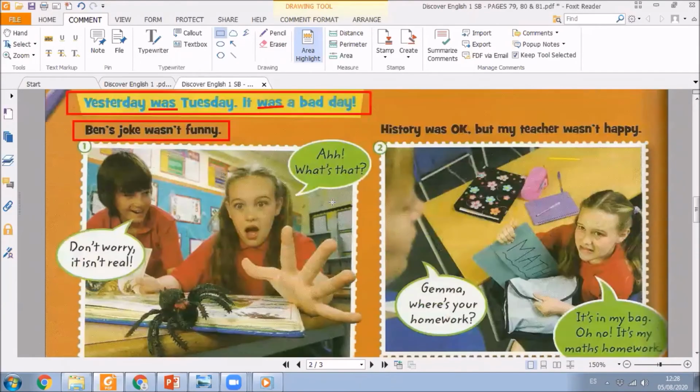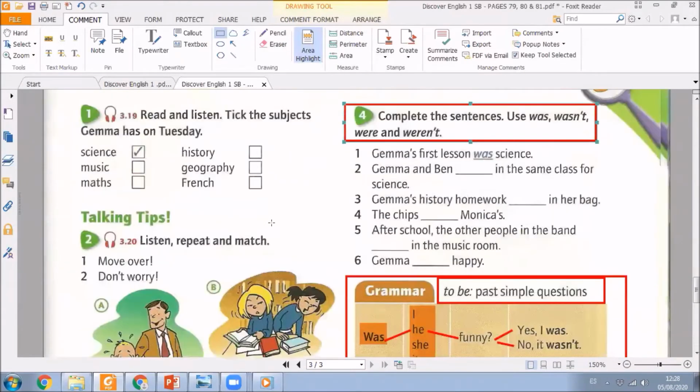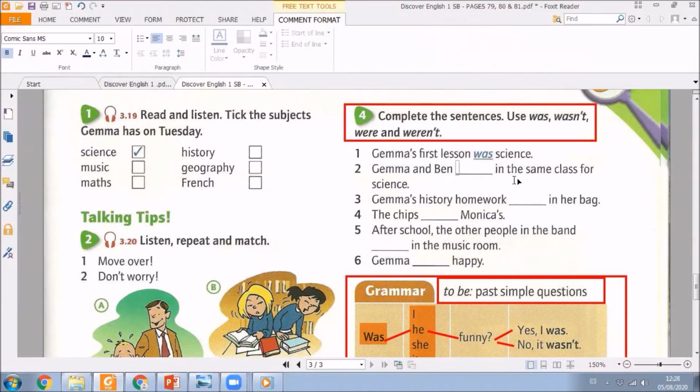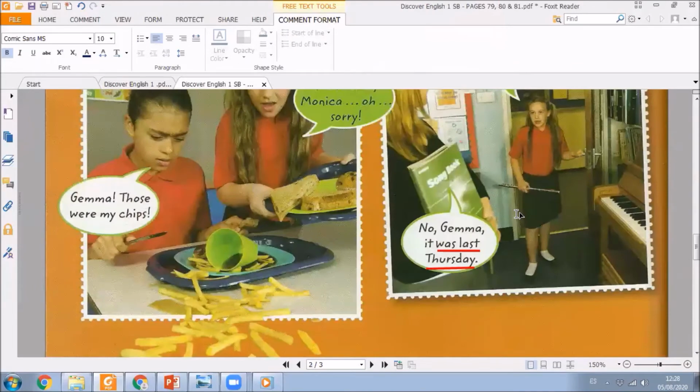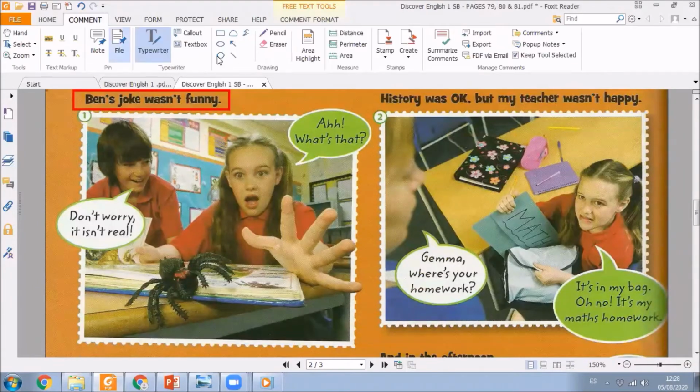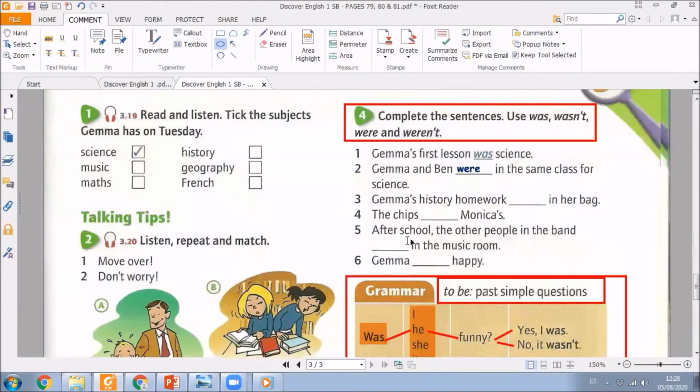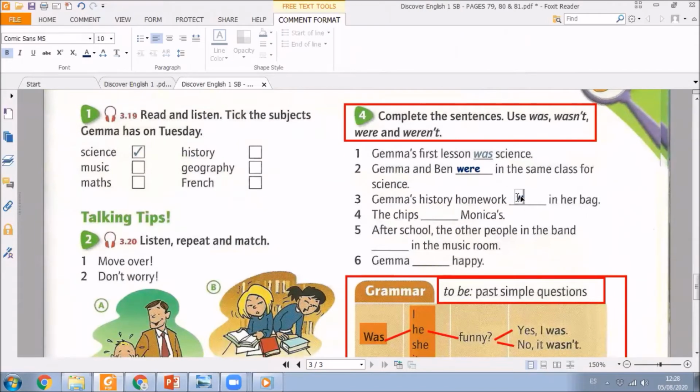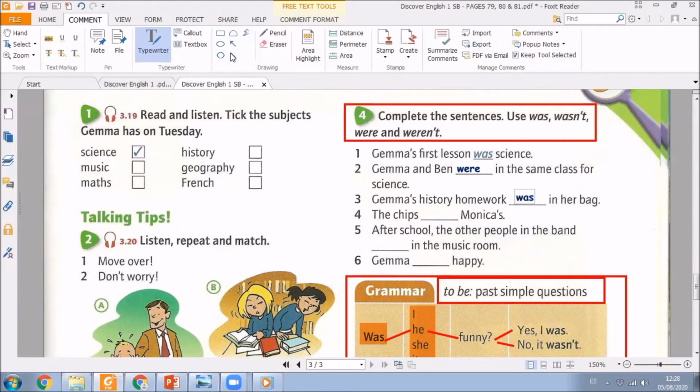Number 2, Gemma and Ben in the same class for science. If we look at the story again, okay, this is Ben, and this is Gemma, all right? So what can we say here? Gemma and Ben, very good. Where? So we're going to write here, where, very good. Number 3, Gemma's history homework in her bag. Do you remember this part? You have to pay attention to the picture number two, okay? And she says, it's in my bag. Oh no, it's my math's homework. So what do we have to write over here? In number three, very good, was. Because we are talking about Gemma's homework, all right? Gemma's history homework, actually. Very good.